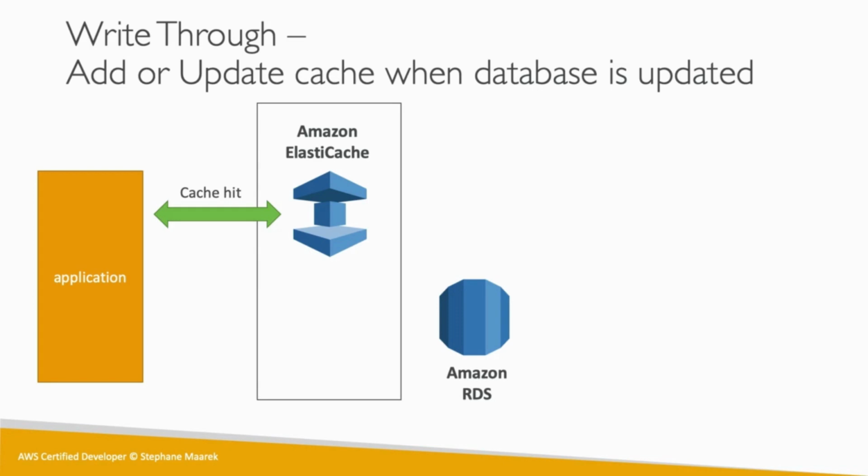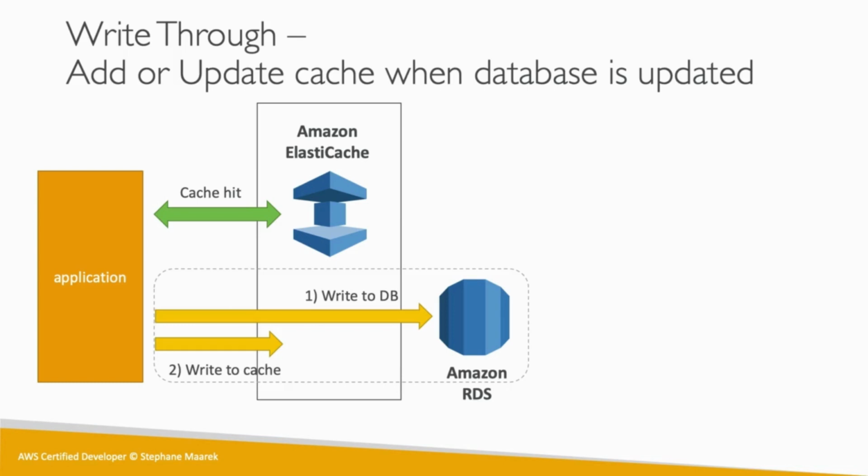And so again, when everything is great, we get a cache hit, but that's for reads. When it goes to writes, this time we're going to write to the database first, and then we're going to write to the cache. So here, there is most likely not going to be any cache miss because every time we write to the database, we're going to also write to the cache.